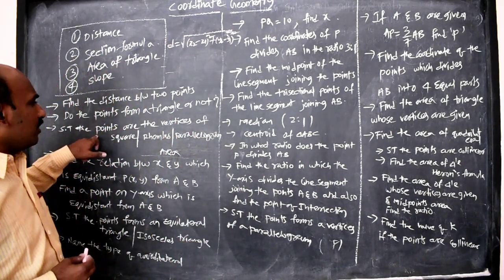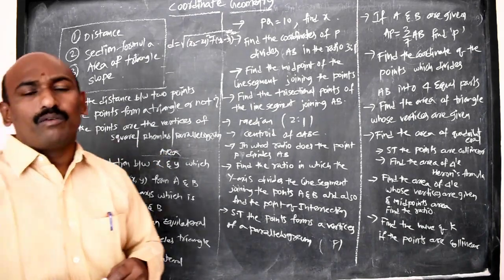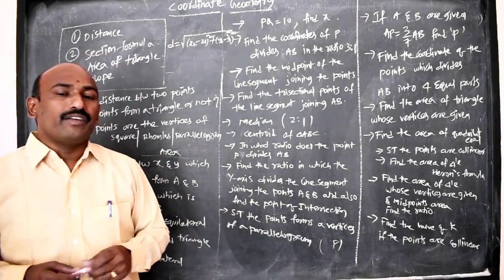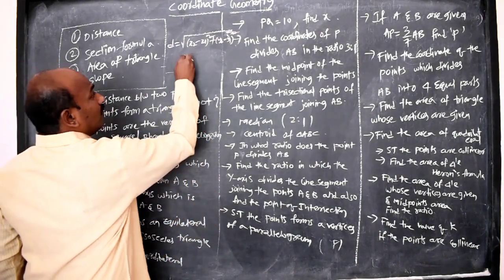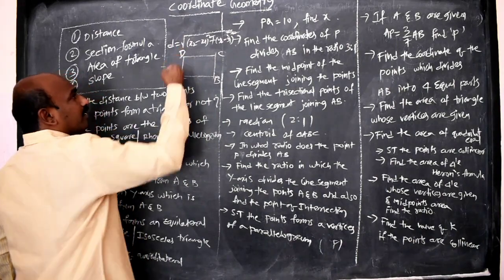If you go, next one is show that the points are the vertices of a square, rhombus, parallelogram, any one they can say, and also find the area. If you take a quadrilateral, we have conditions. If ABCD is a quadrilateral, we have the conditions.